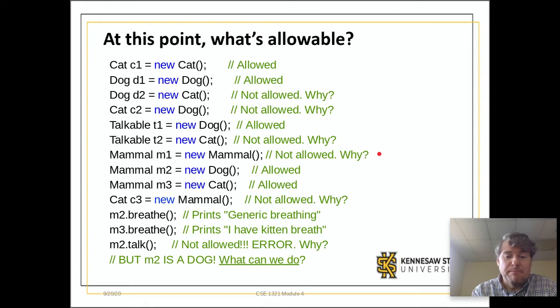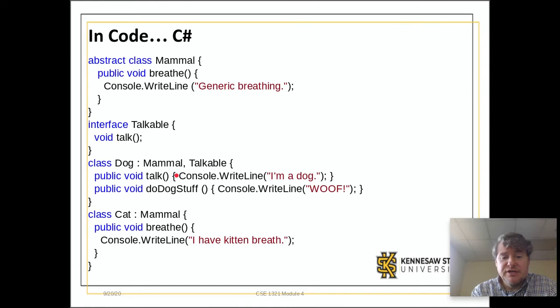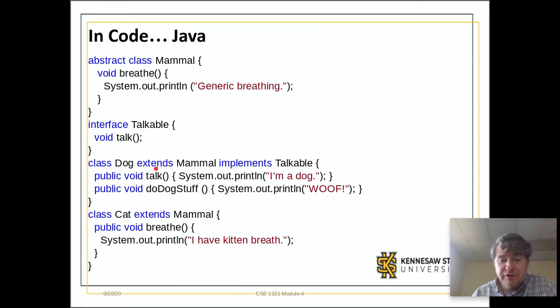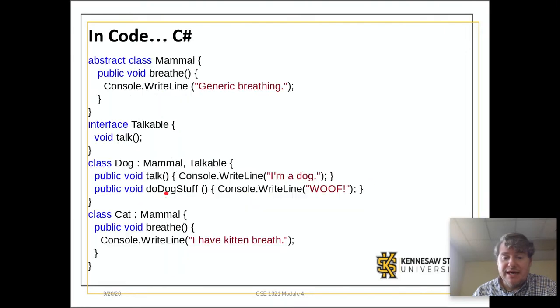All right, let's look at the next one. Mammal M2 gets a new dog. Okay, so the type is going to be mammal, but I'm sticking a dog on top of there. Is that allowed? And the answer is yes. Mammal, as the type, the dog inherits or extends mammal, so therefore dog is a permissible thing on top of mammal. So I can absolutely have a variable that is of type mammal called M2 and give it a new dog. Likewise, I can give it a new cat because of the same exact reason. Both cat and dog inherit from mammal. So therefore, I am allowed to create those.